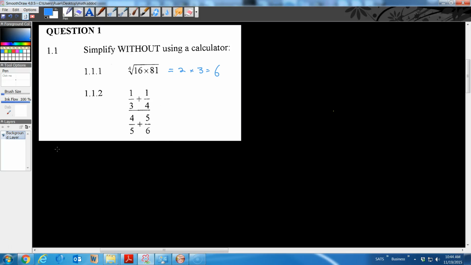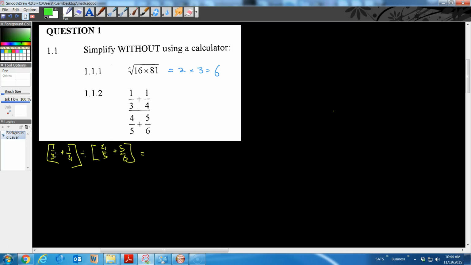1 over 3 plus 1 over 4, divided by 4 over 5 plus 5 over 6. So it's all of this divided by all of that. What I would do is simplify inside here and inside here, and eventually you have something on something else, and then I'll turn this to multiply and tip and turn it, right?